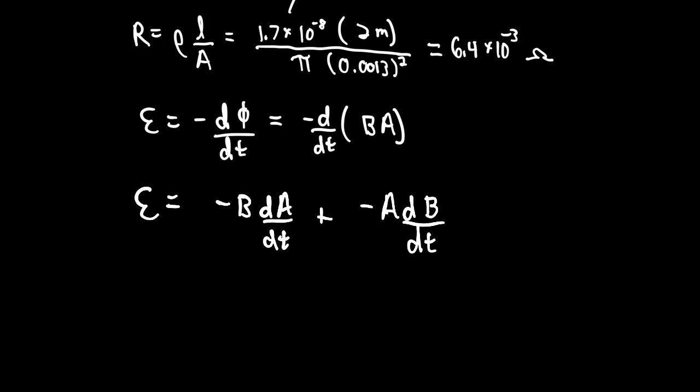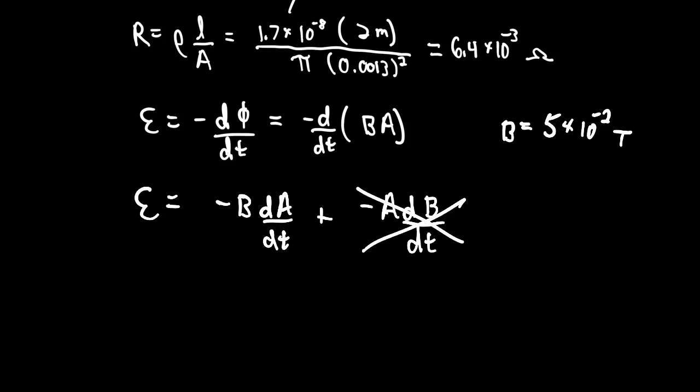Here's where this one gets a little tricky. The magnetic field. What do they tell us about the magnetic field? They told us that we're being pushed into a magnetic field, that B is equal to 5 times 10 to the negative 2. Is that changing? No. So what's dB dt? 0. So here, the dB dt goes away.